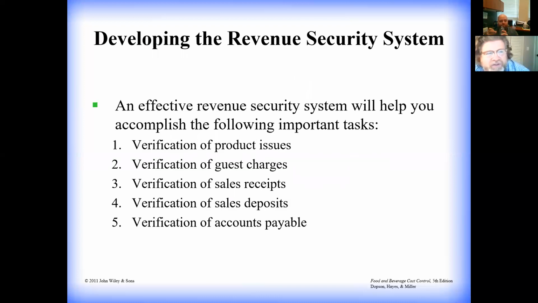Some more on revenue security. What we're concerned with in revenue security is that we're going to verify how much is issued. We're going to verify how much the guest is charged. We're going to verify that there's a receipt for it. We're going to verify that that amount of money ends up in the bank, and then we're going to verify that the bills are paid. Yeah, we just want to make sure our credits equal our debits.